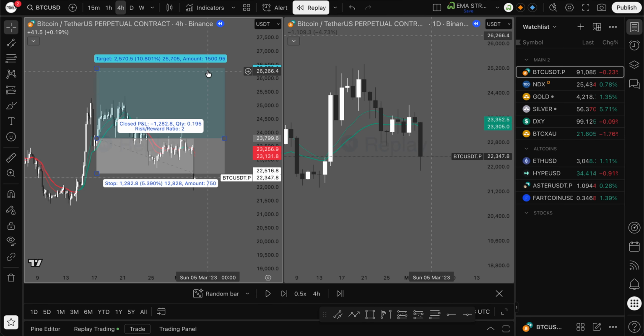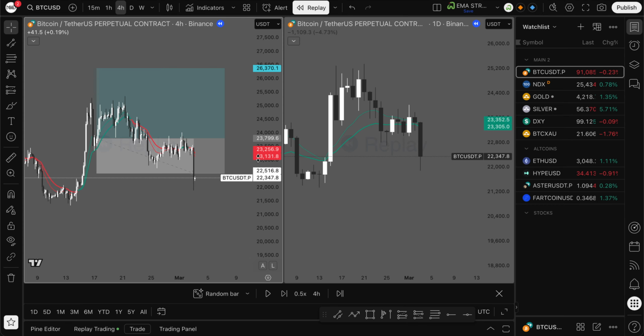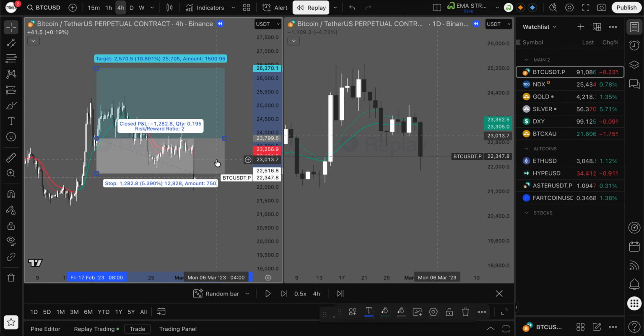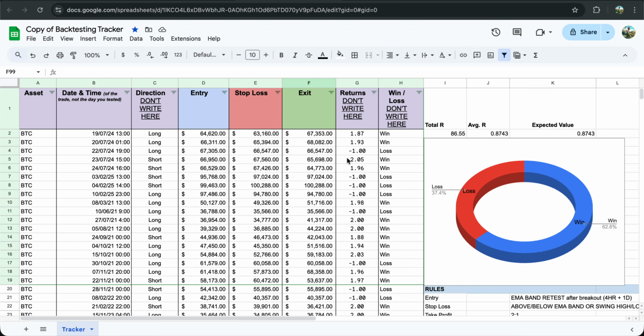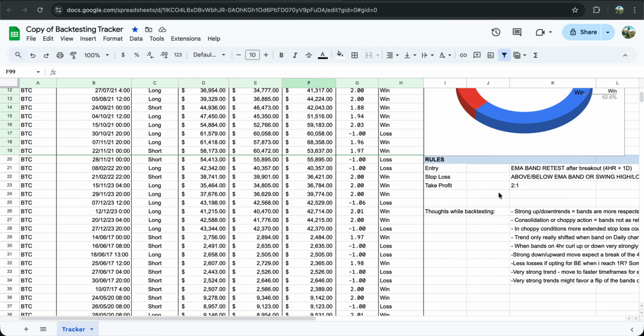So now I would put all my numbers inside of the sheet. For example, we would have a BTC long, and the date and the time fill in automatically. You will learn that in the school. And for this system, without anything, so this is just clean, no volume, nothing else, just the EMA bands, I have a win rate of 62%. And for every risk I take, I get a 0.87 return basically. So I'm actually pretty happy with that result.